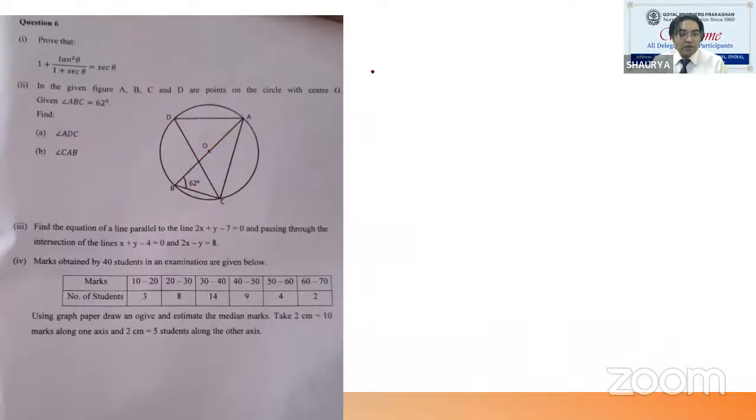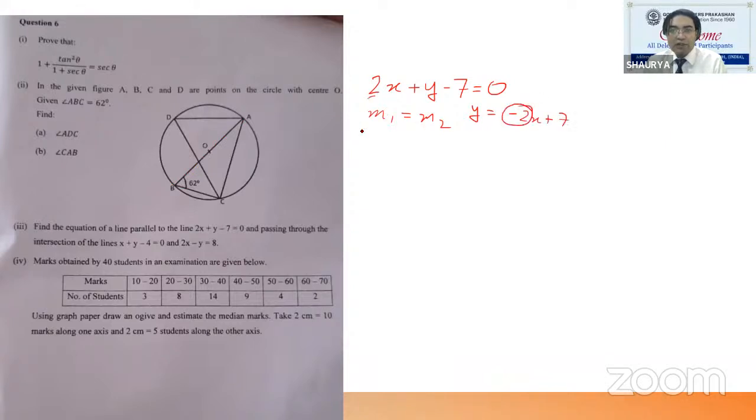It's a question from coordinate geometry. Find the equation of a line parallel to a given line, right? It has to be parallel to 2x plus y minus 7. So as soon as I hear parallel, I know that the slope would be the same, right? For parallel lines, we know m1 is equal to m2. Now, how do we find the slope? We can write it in the form y is equal to mx plus c. That will give me y is equal to minus 2x plus 7. So the coefficient of x written in this form is the slope. So the slope of this line we already have is minus 2.